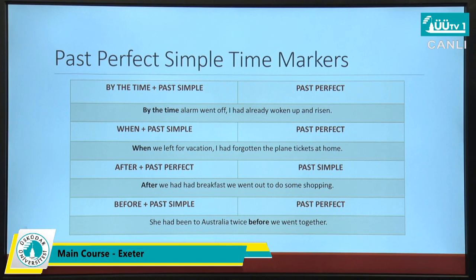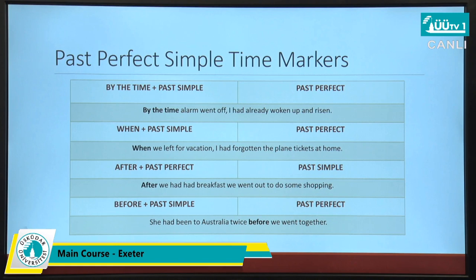So we have some time markers that we use with past perfect tenses, and there are 4 of them: by the time, when, after, and before. So by the time is used with past simple, then we use the past perfect tense. Like, by the time the alarm went off, I had already woken up and risen. So me waking up happened before the alarm started ringing.